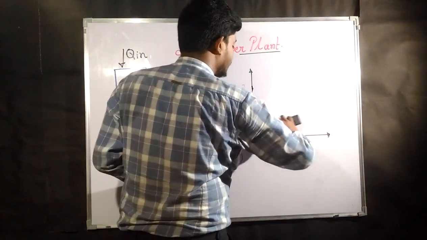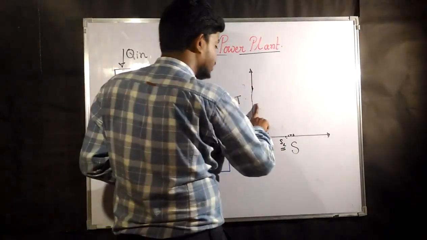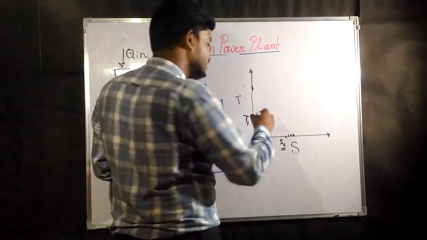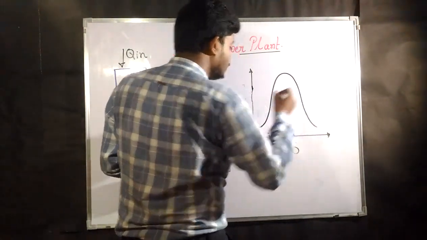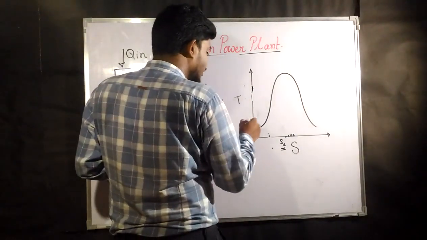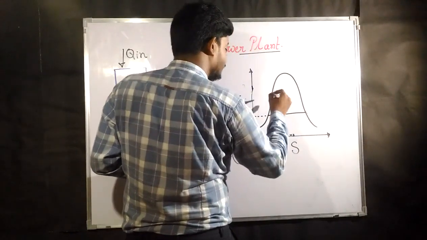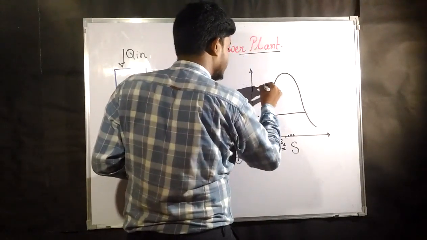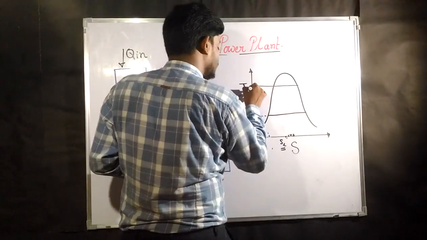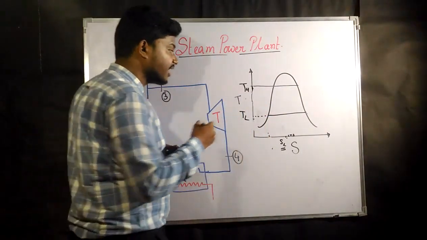Now if you represent the Carnot steam power cycle, let us suppose this is our vapor dome. Now we all know that for Carnot cycle there is always a lower temperature and there is always a higher temperature. Suppose this is TH and this is going to be your TL. This is lower temperature and this is higher temperature.